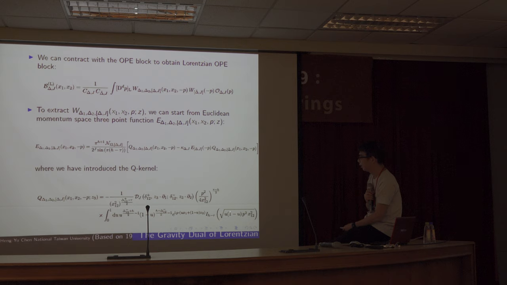And the rest, the u dependence here, is basically the type of geodesic integral when you do it in the u coordinate. And the I here is the Bessel I function. So I guess one thing to take away here is that it contains a square root, so it potentially can contain a branch cut when you consider momentum space integration.